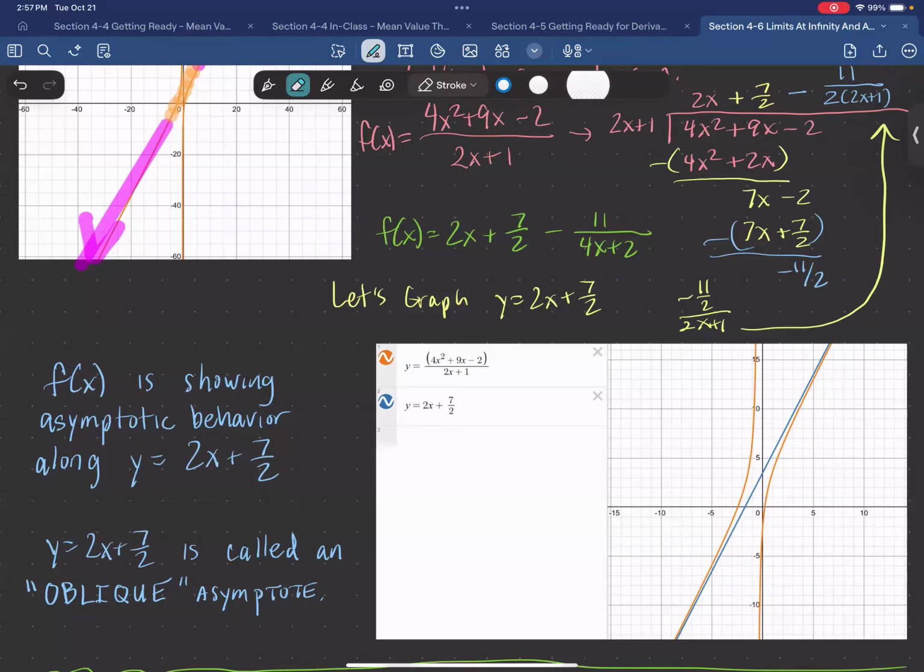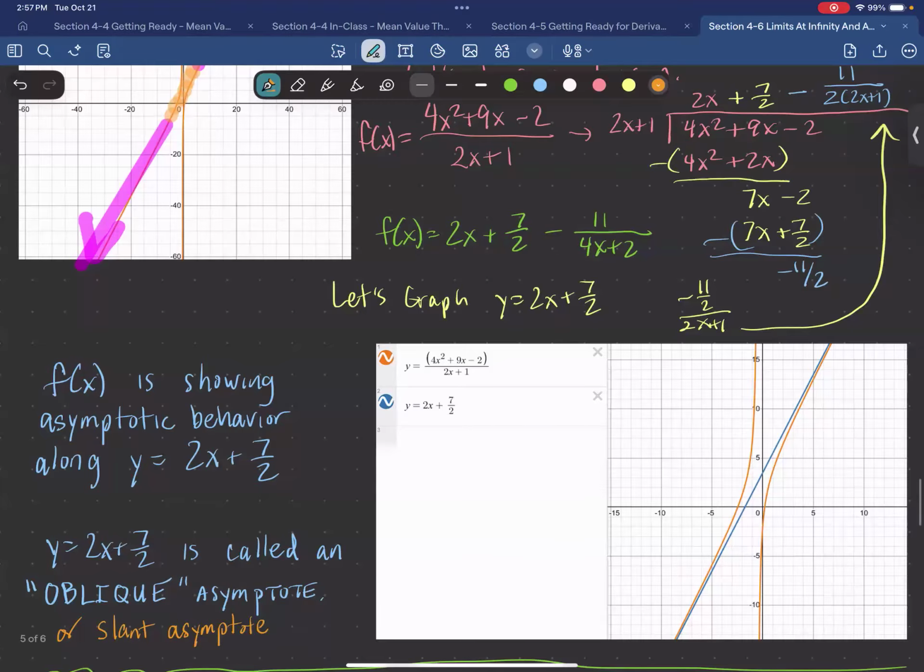It's showing asymptotic behavior. When we have an asymptote that goes at a diagonal like that, we call it an oblique asymptote. Another name for this is the slant asymptote, but that's just because people are lazy. It's called the oblique asymptote. But if you hear slant asymptote, they mean the oblique.